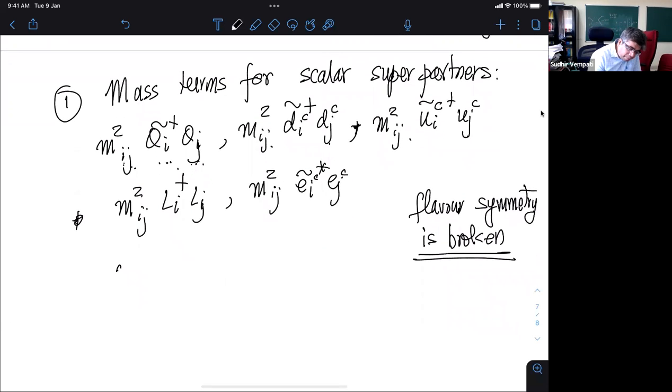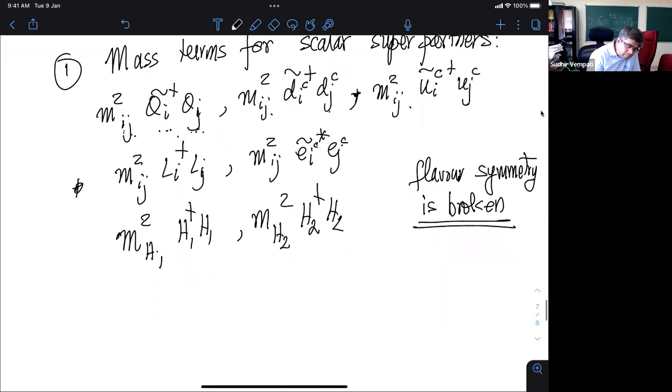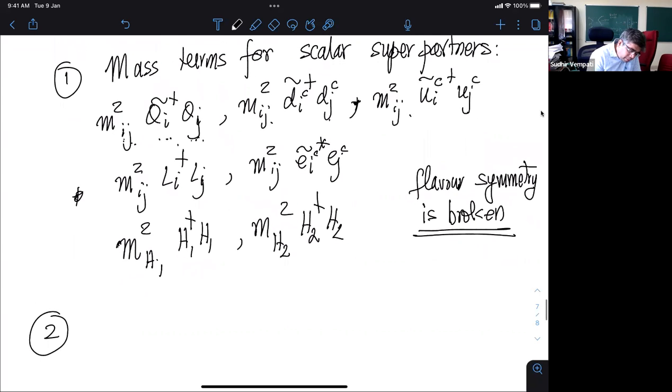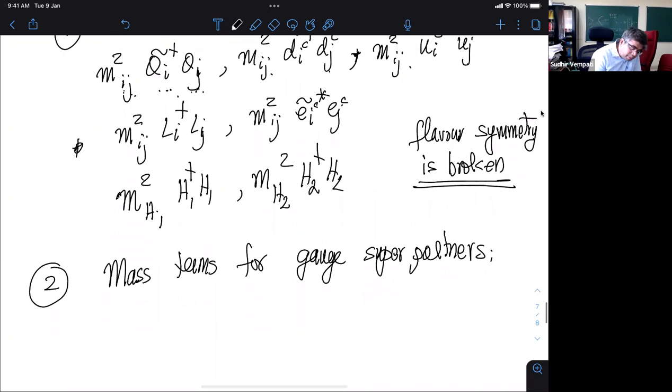Then scalar superpartners, then the Higgs: m_H1 squared H1 dagger H1, m_H2 squared H2 dagger H2. So all the scalars get masses, and then mass terms for gauge superpartners, which means for gauginos.